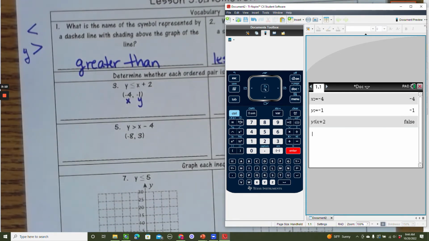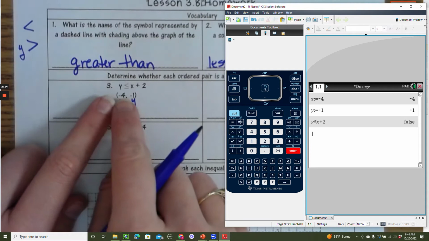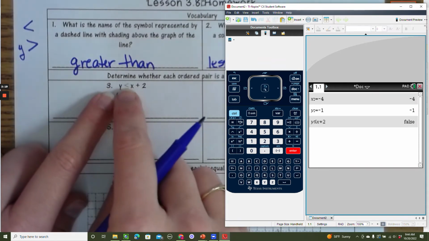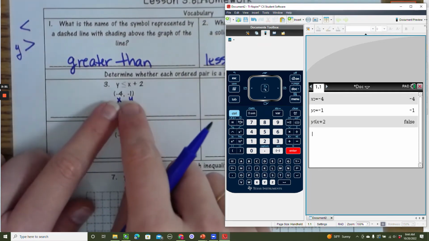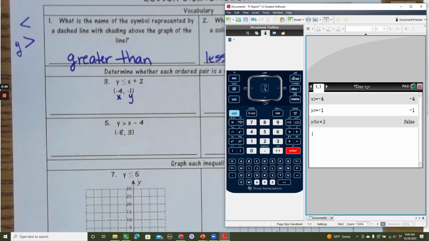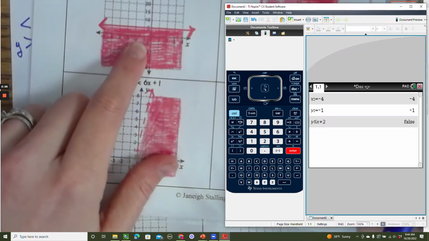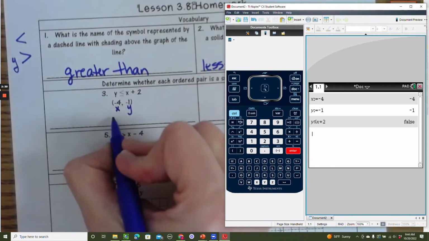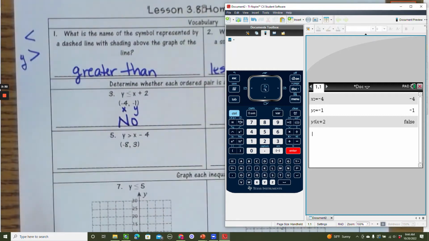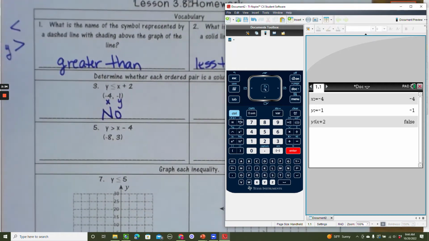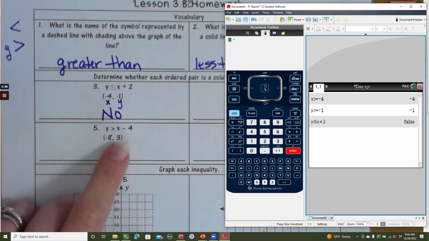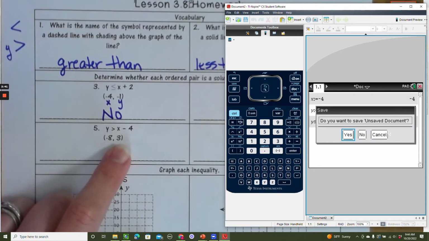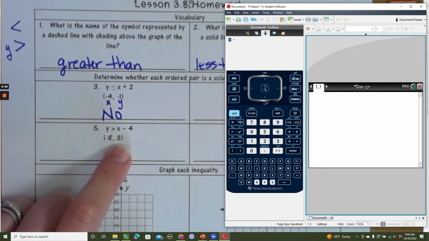If it says false, what that means is that point is not a solution. So if you graph this and you shaded it, this point would not fall in the shaded area. It would fall outside the shaded area. No. Just put no. It's not an answer. If you do another one, you have to start completely over. You have to red X. You have to start fresh.